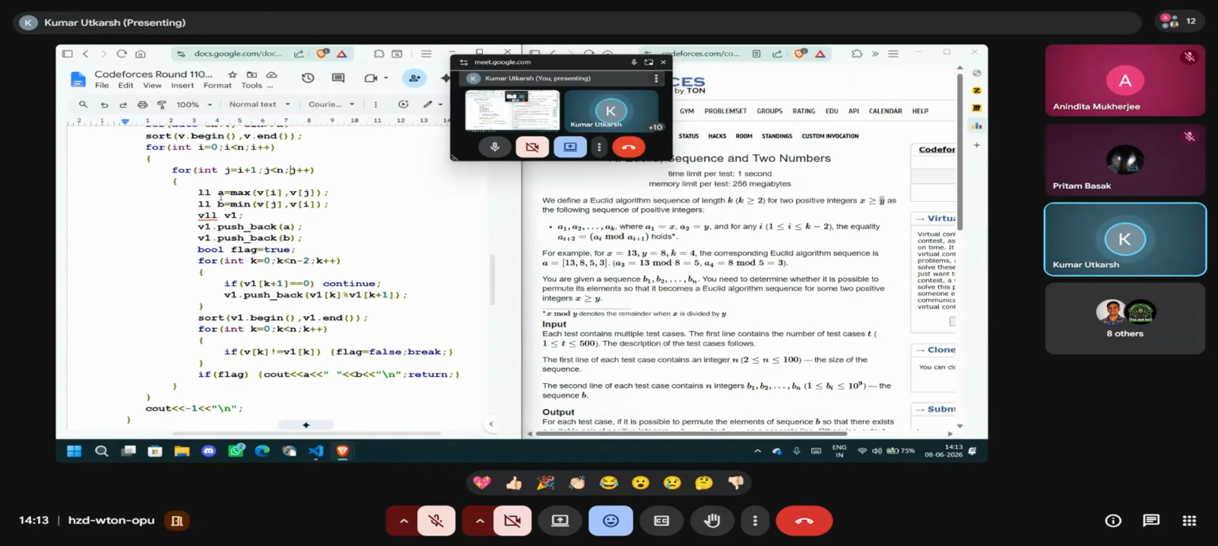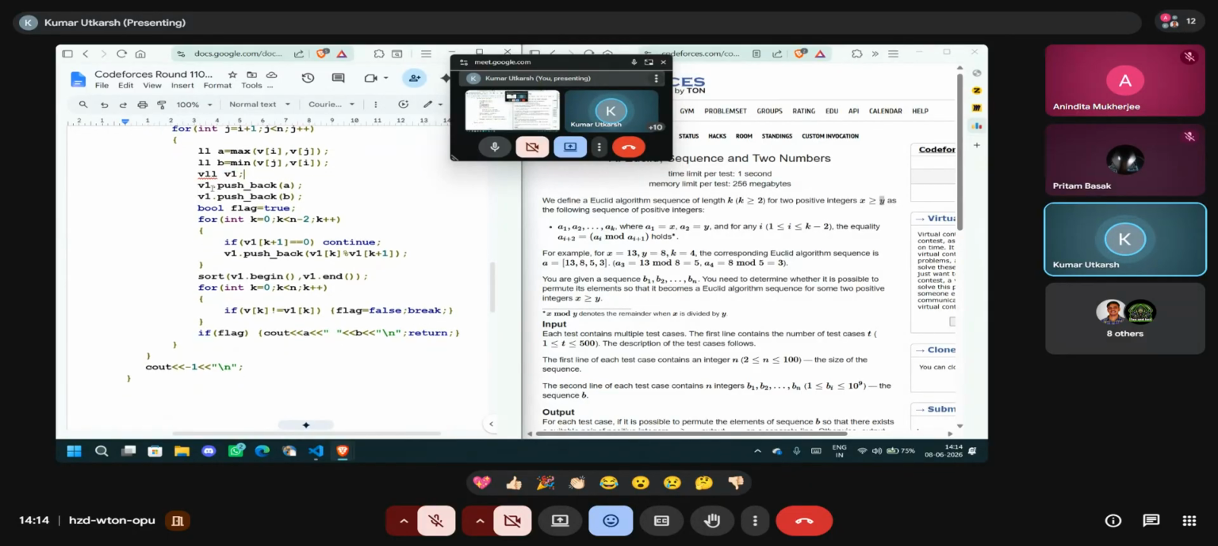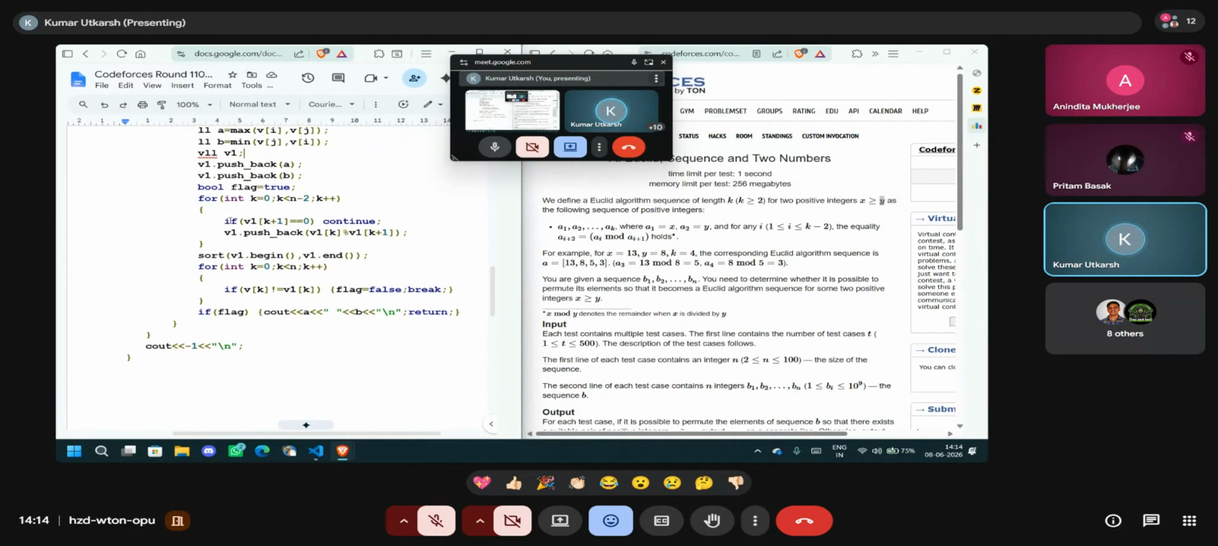We take two values a, b. A, b are the maximum and minimum. A is the maximum among vi and vj. That is, we are having two values, and we take a as maximum and b as minimum amongst them. And then we take another vector v1 and push all our values, first a, b, and then keep checking for this. We push back the third element as first element mod second element and keep on repeating this.